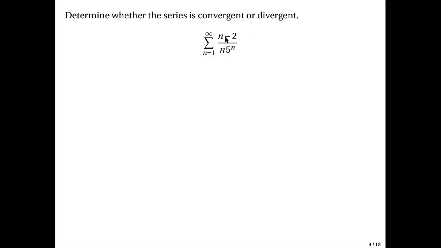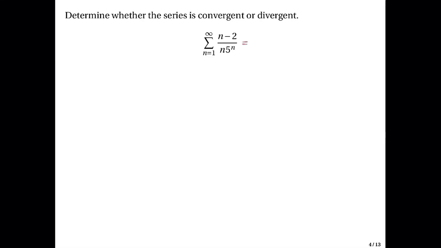Now, observe the terms here. The terms here are not always positive because when n equals 1, this is negative. When n equals 2, this is 0. But when n equals 3 and further, this is positive. So you can always start with n equals 3 and then just add n equals 1 later. So let's just do that. So this is this series.